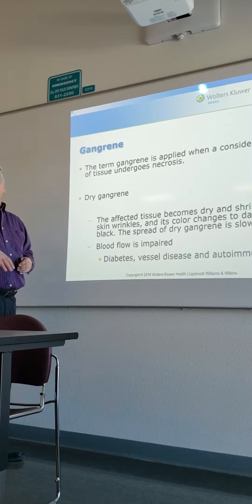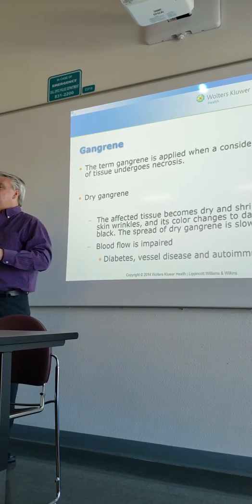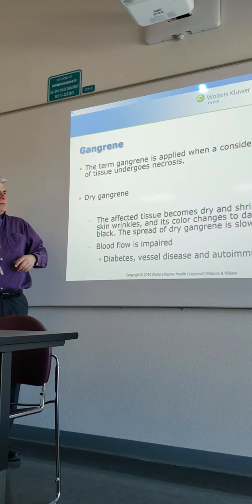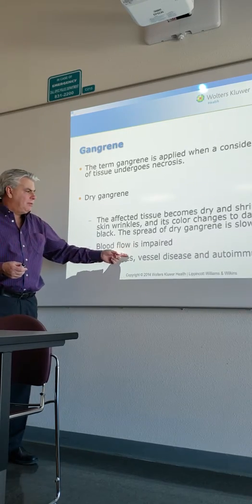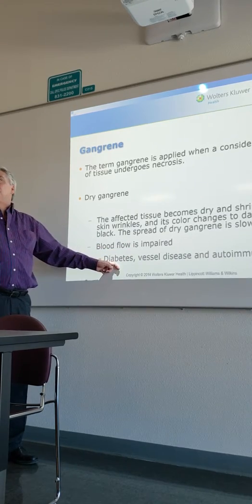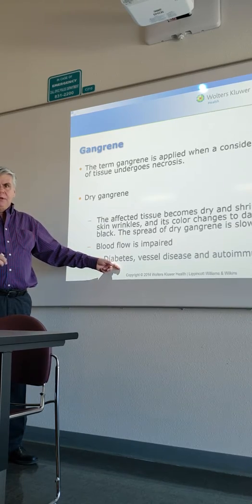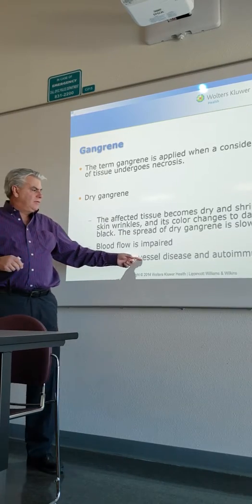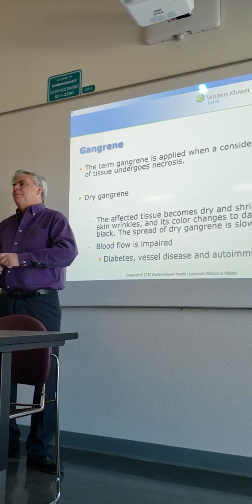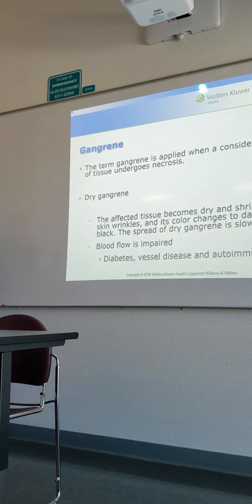So this is usually due to a loss of perfusion, right? Cells start dying and they start slowly pulling back. Blood flow is impaired, and this is where you get what? Diabetes. You hear about diabetes associated with gangrene. So you get vascular disease and you get an impaired immune response.